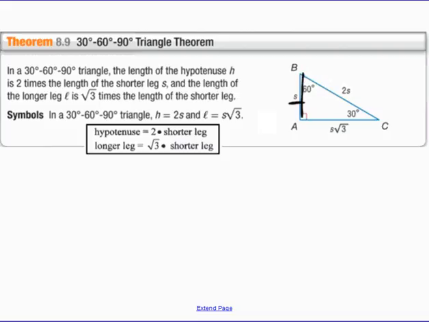Once you have that short leg, you multiply by radical 3 to get the long leg, and you multiply by 2 to get the hypotenuse. So if I have the short leg, the hypotenuse is 2 times, and the long leg is radical 3 times. If I start with the hypotenuse, I divide by 2 to get the short. If I start with the long leg, I divide by radical 3 to get the short.